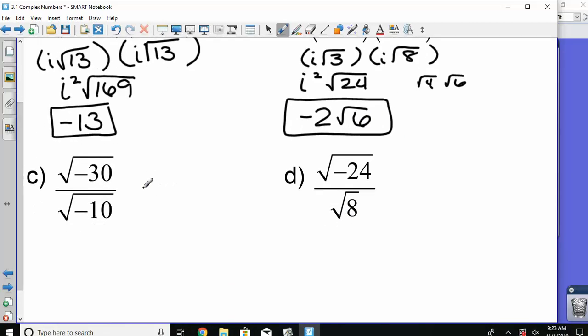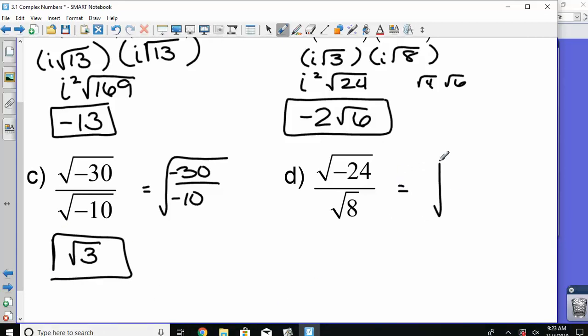Third one, you could make this one big radical. If you take out the i's first, that's great. If not, it doesn't really matter with division. And multiplication is the one where that absolutely has to be your first step. Negative 30 divided by negative 10 is positive 3. If you took out the i's, those dropped and you had 30 over 10, which is still radical 3.